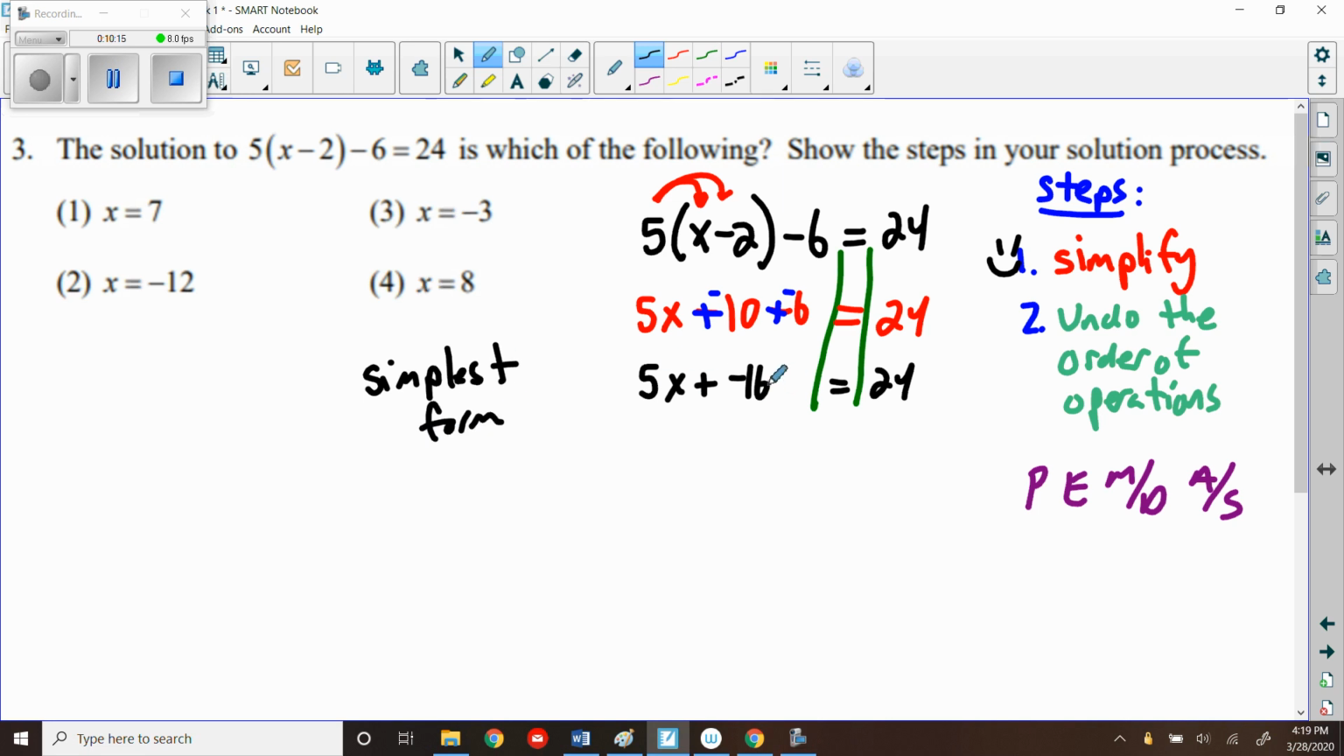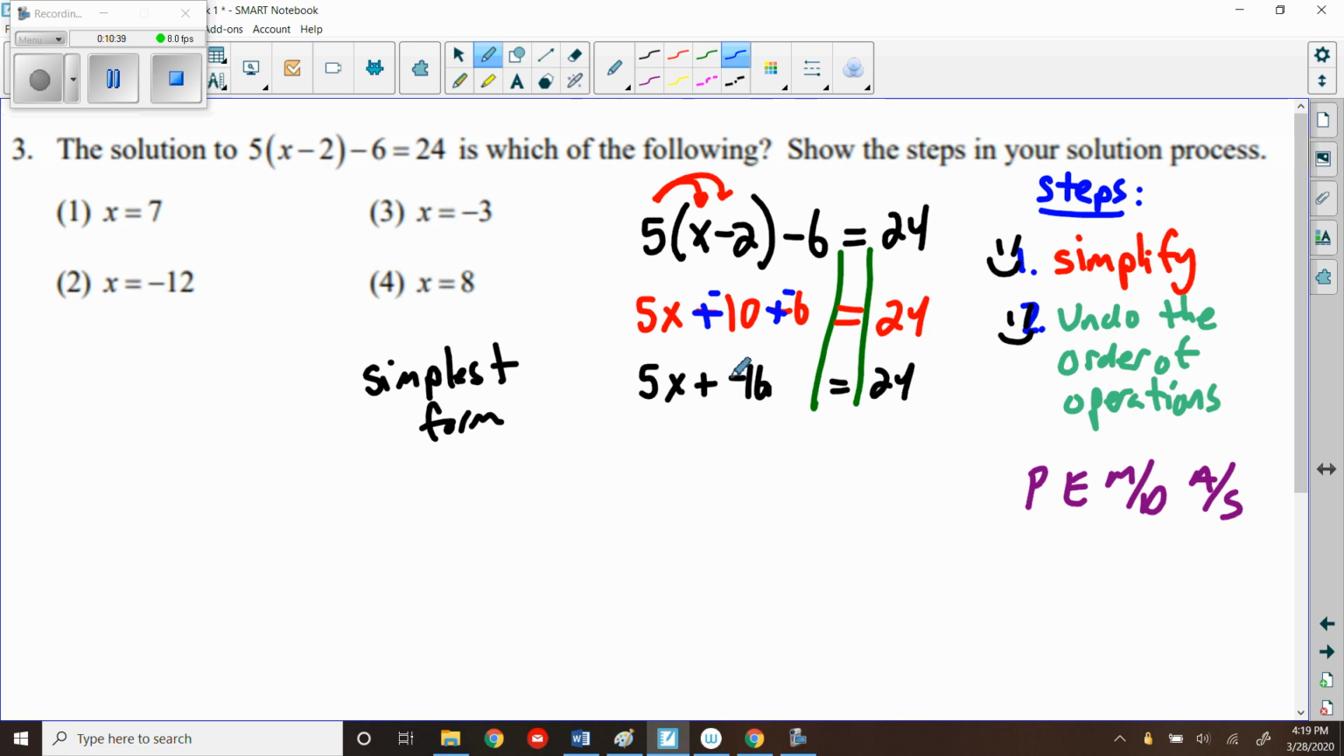I have no more like terms that I can combine, and I'm ready to begin the undoing of the order of operations, step 2. So I'm going to attack my addition and subtraction first, and then I'm going to move on to attack my multiply and divide second, because solving equations involves undoing those order of operations.